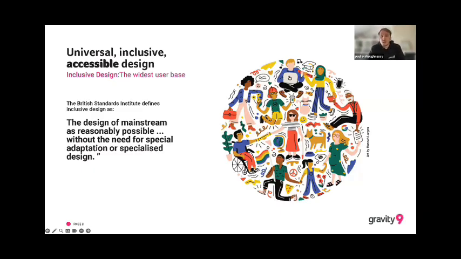Understanding how and why people are excluded gives us actionable steps to take towards designing more inclusively. And this is actually one of the principles of Microsoft Inclusive Design's toolkit: recognize exclusion.